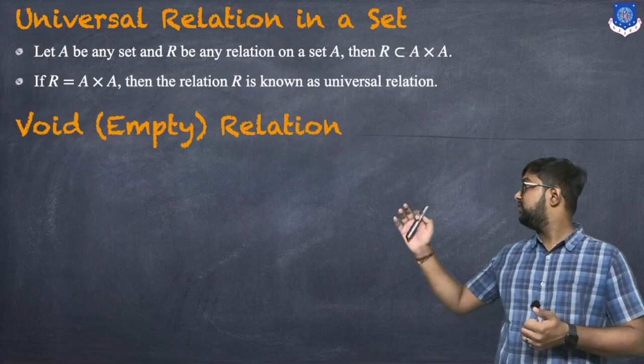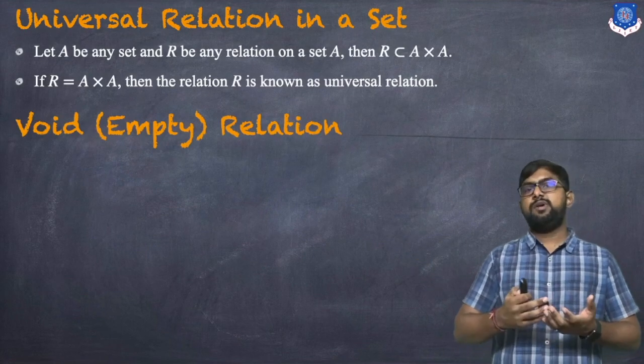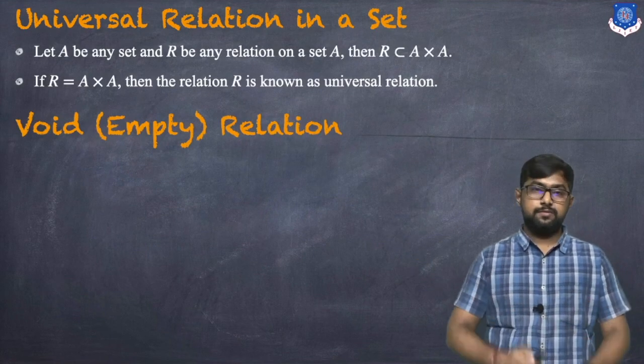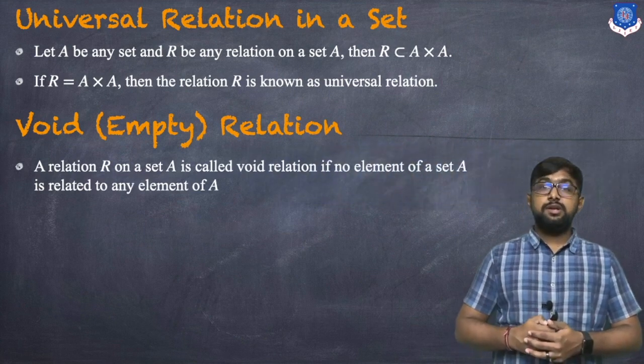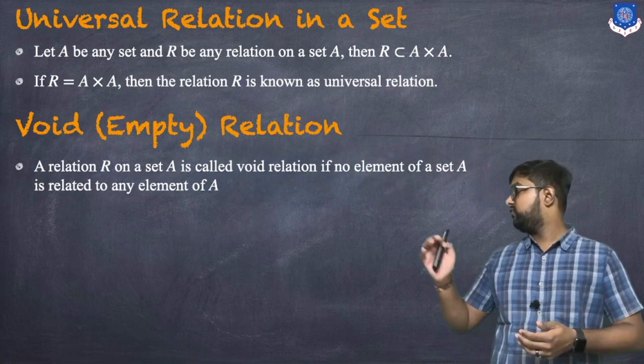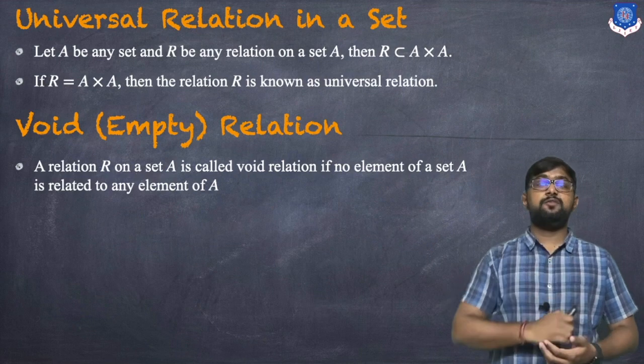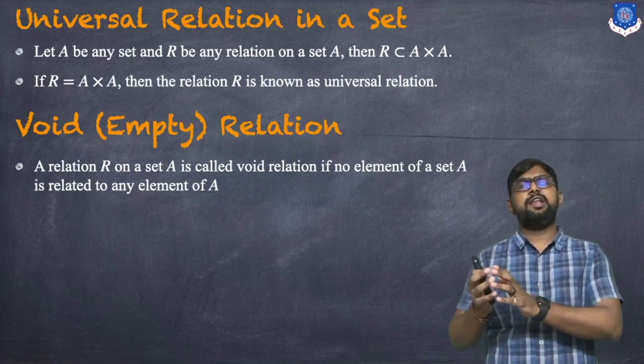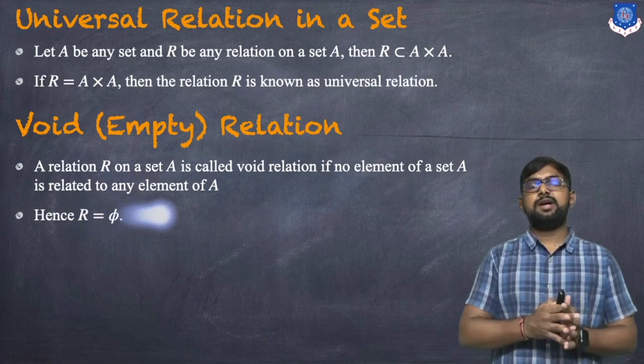Now, what is a void or empty relation? Just by its name, it will be empty. A relation R on a set A is called a void relation if no element of the set is related to any element of A. So that means R equals the empty set.